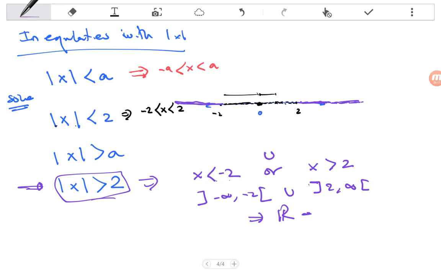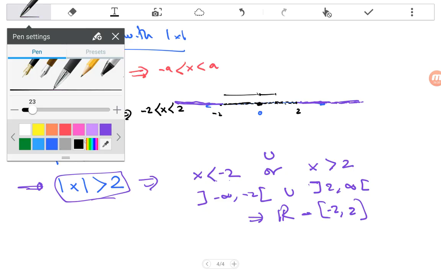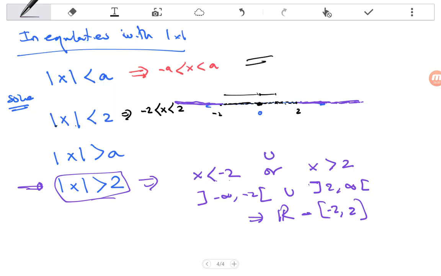difference, which interval would I exclude from R? -2 to 2, open or closed? In that case it will be closed. I just need you to notice that this is just the complement of this.